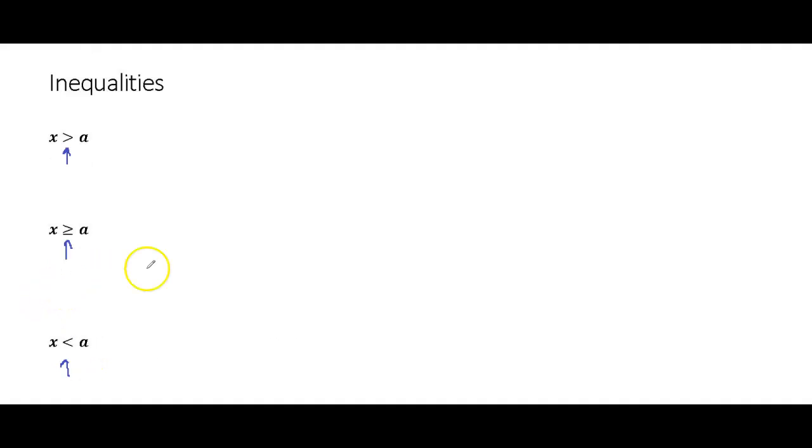Inequalities. Inequality signs come in four different ways. We have greater than, greater than or equal to, less than, and less than or equal to. Let's start with x is greater than a. Suppose we had x is greater than the number 2.